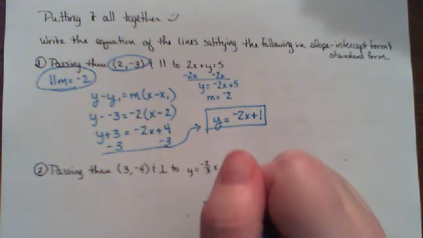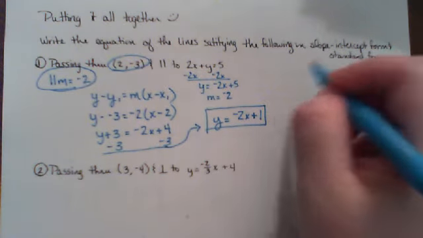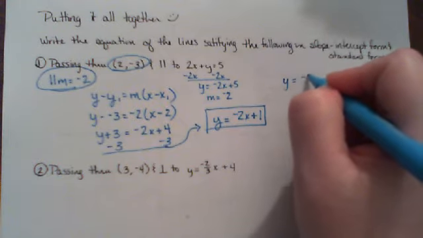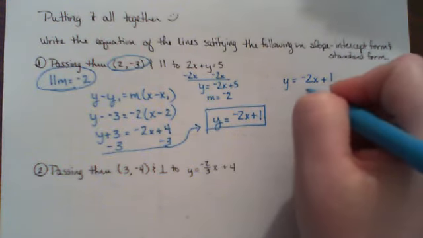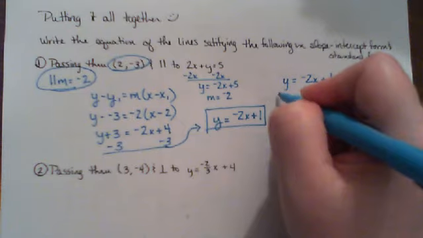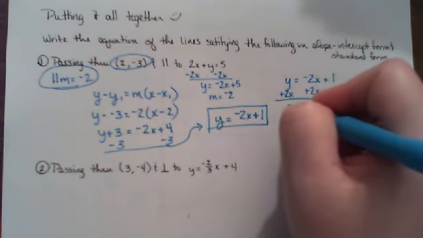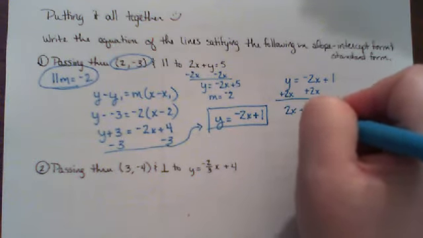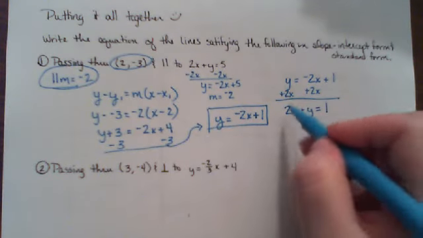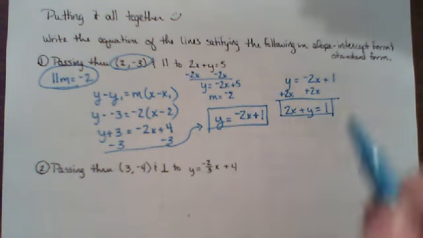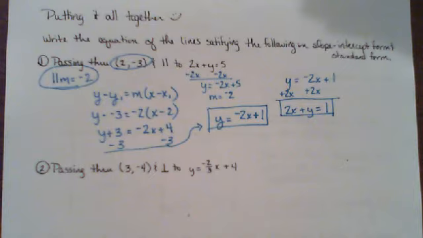If I want to put it in standard form, I could go from y equals -2x plus 1 and add 2x to both sides, and that way it'll be all pretty with the 2x and the y being on the same side. And that is my standard form.